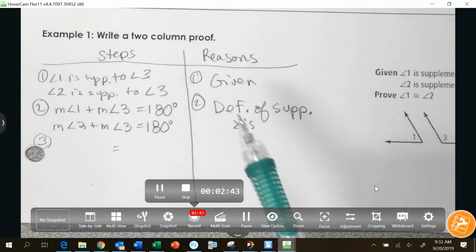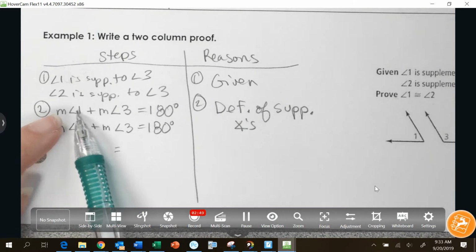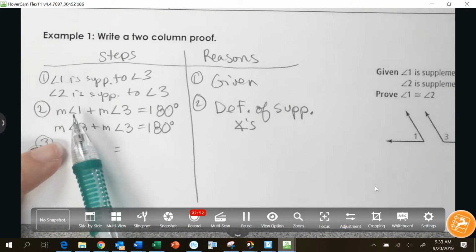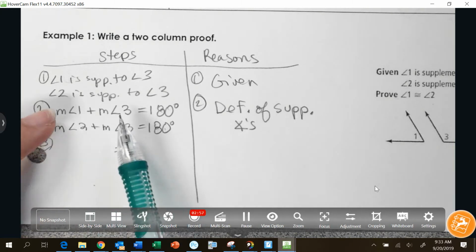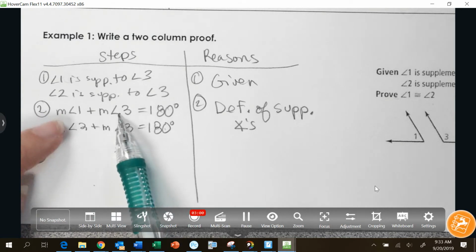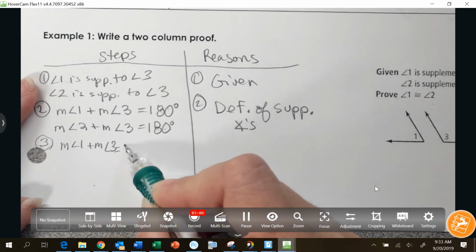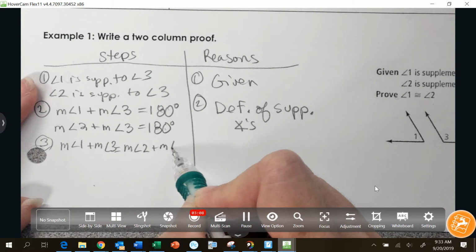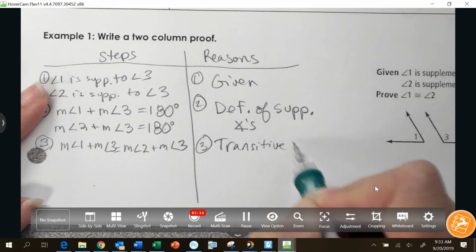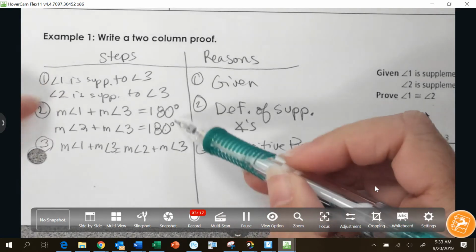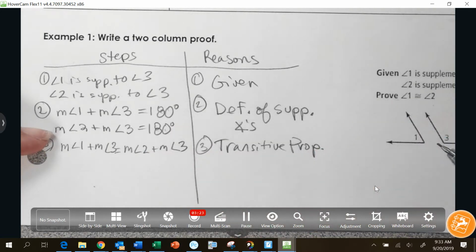So what I was trying to have you do is think about how we could get angle 1 on one side and angle 2 on the other. Right here we have angle 1 and angle 2 in separate equations. But if I add 1 and 3, we get 180. If we add 2 and 3, we also get 180. That means that these two parts of the equal signs have to be equal to each other, because they both equal 180. And that is the transitive property. That's when you have two separate equations and you can combine them into one equation because they're both equal to the same thing. That's the transitive property.